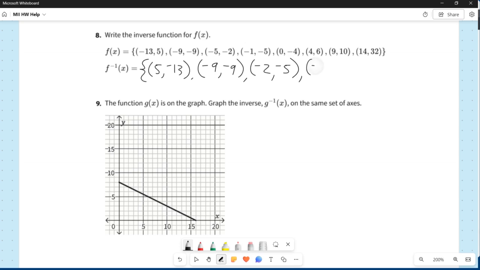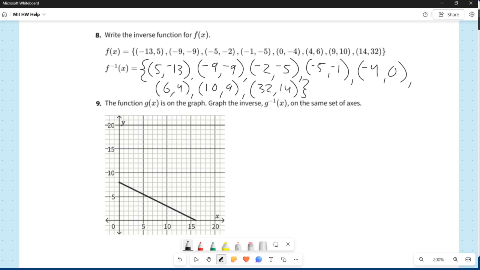Next pair. You plug in a -5, you get a -1. Next pair, you plug in a -4, you get a 0. Next pair, you plug in a 6, you get a 4. If you plug in a 10, you get a 9. If you plug in a 32, you get a 14. And then another curly close bracket, because that's a set. And that is our answer.